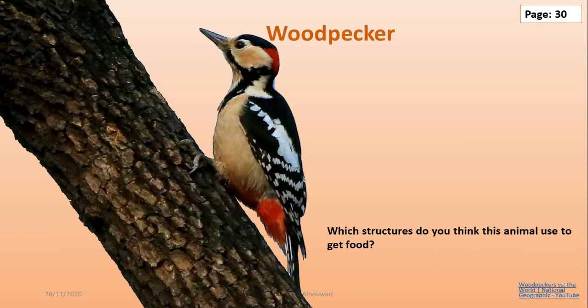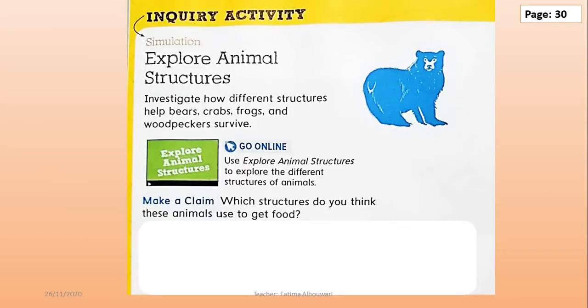Let's see another one. It's a woodpecker. Interesting. What do you think about the woodpecker, grade 1? Which structure do you think the woodpecker used to get food? Look at this structure. It's a beak. Why do you think the woodpecker has a beak? Yes, of course, to get food. Excellent, grade 1.